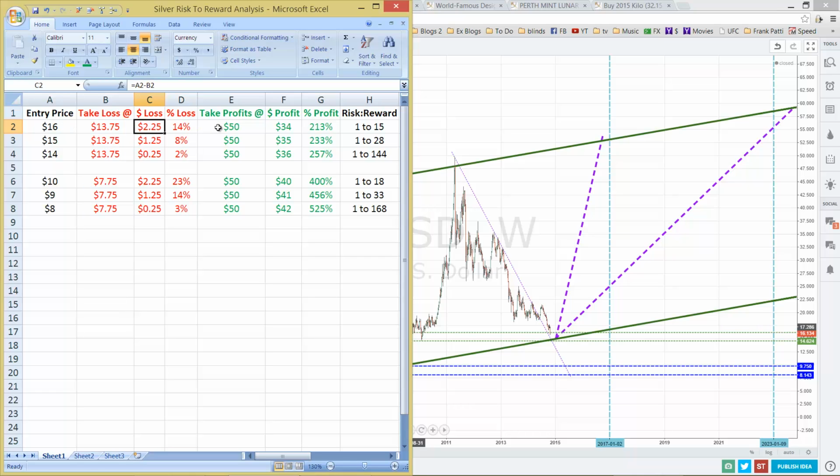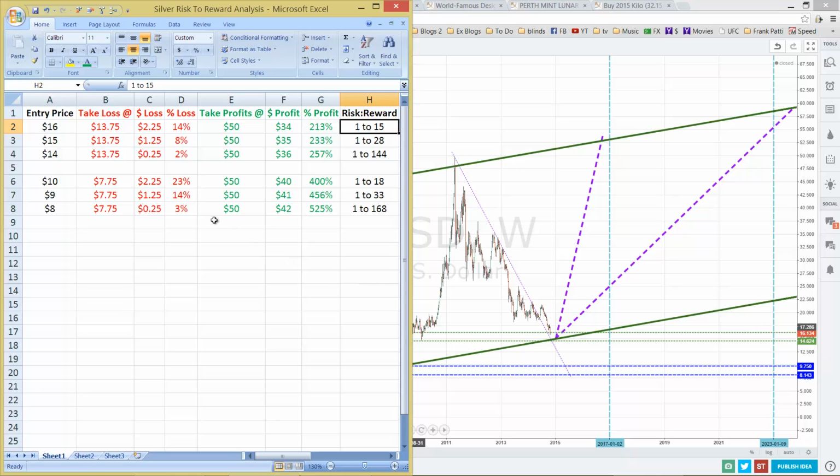However, if you look at the profit side, and it goes back up to the all-time highs of close to $50, then we can expect a profit of $34, and this is a 213% profit, which represents a risk to reward. You're risking $1 to gain $15, and this is very nice profit potential in my personal opinion.